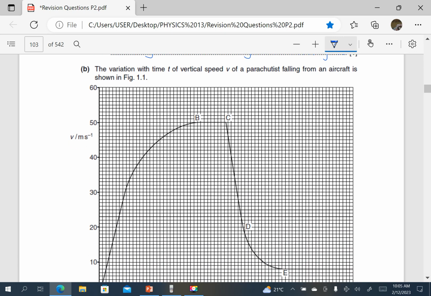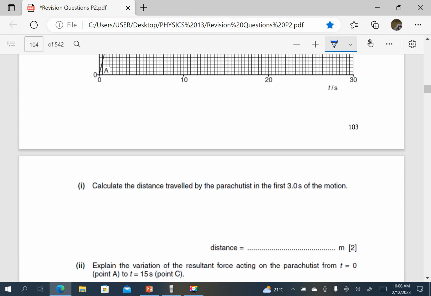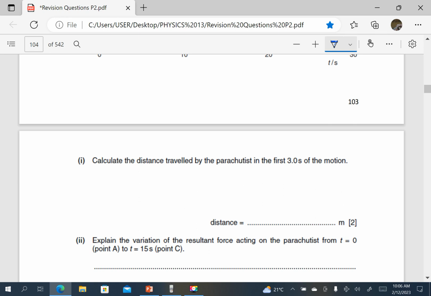The variation of the vertical speed v with time t of a parachutist falling from an aircraft is shown here. So initial velocity is 0. Initially the velocity is increasing uniformly, so the acceleration is constant. Then it starts decreasing, and at B it is completely constant. Then it starts decreasing uniformly, then at a point close to D, it starts decreasing non-uniformly, and then at E it becomes constant.